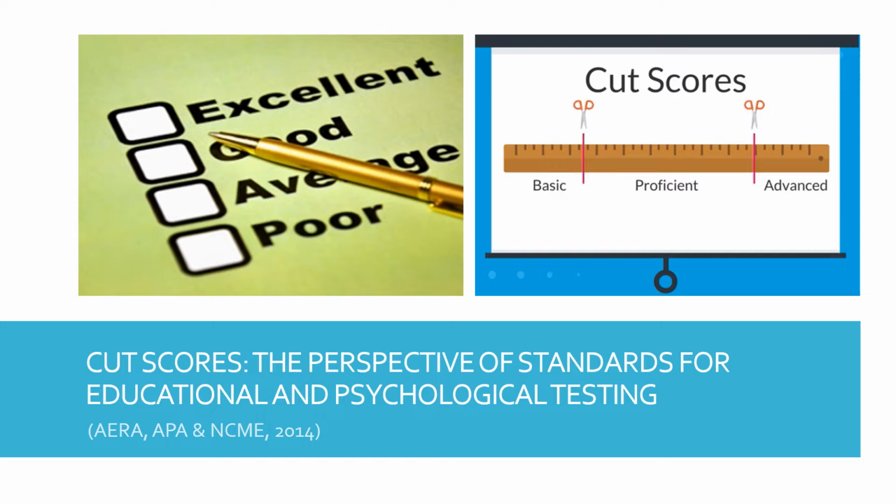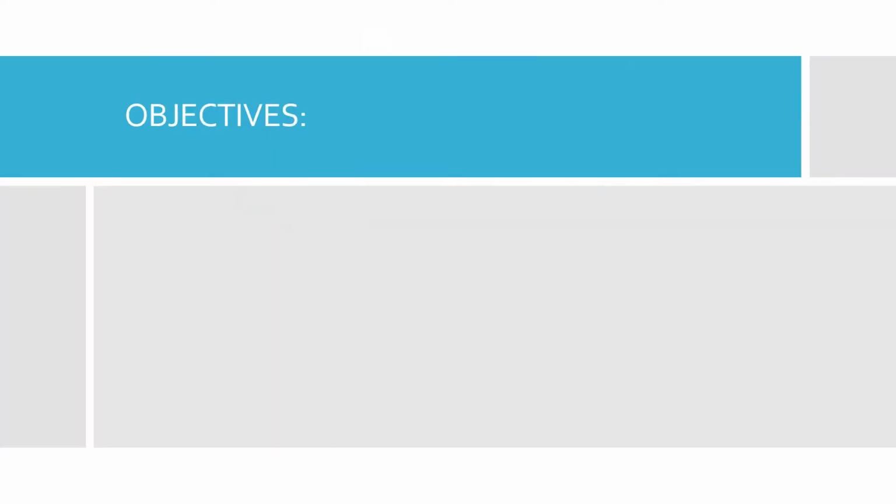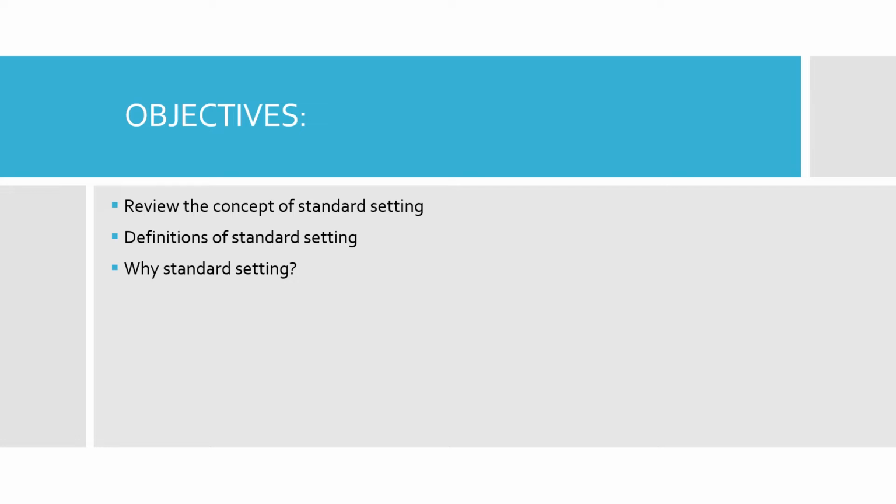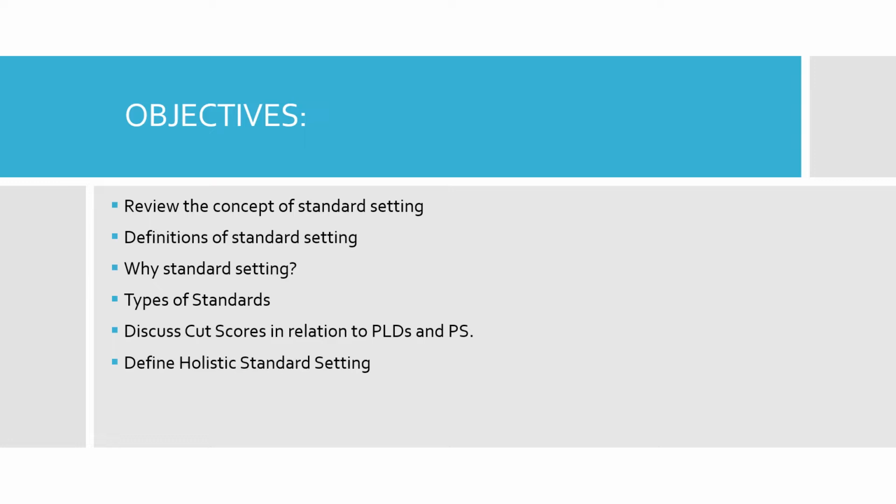All right. So the objectives for today would be to review the concept of standard setting, to review the definitions of standard setting, why standard setting, or the significance of standard setting, to go into the different types of standards and to discuss cut scores in relation to the PLDs and performance standards, and also to define holistic standard setting, because the body of work method falls under the category of a holistic standard setting method. And to describe and discuss the body of work as a method for standard setting.